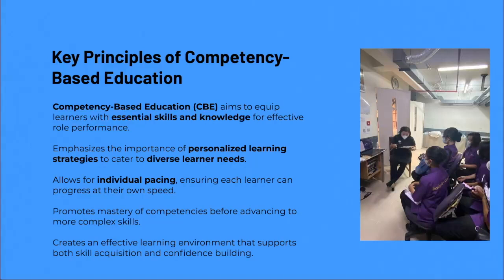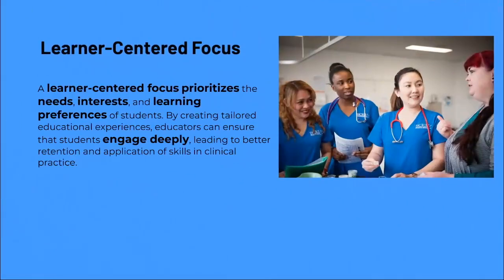Well, first, we want to set clear expectations. Let's go ahead and outline the mastery of competencies that we are expecting of our students. That means that we want to give them the skills checklist. We want them to know exactly what those steps are that we're looking for to validate competency when it comes to insertion of a Foley catheter, as an example.